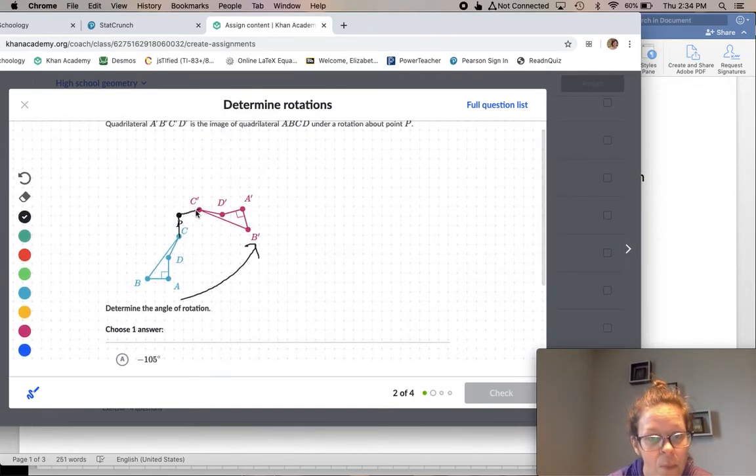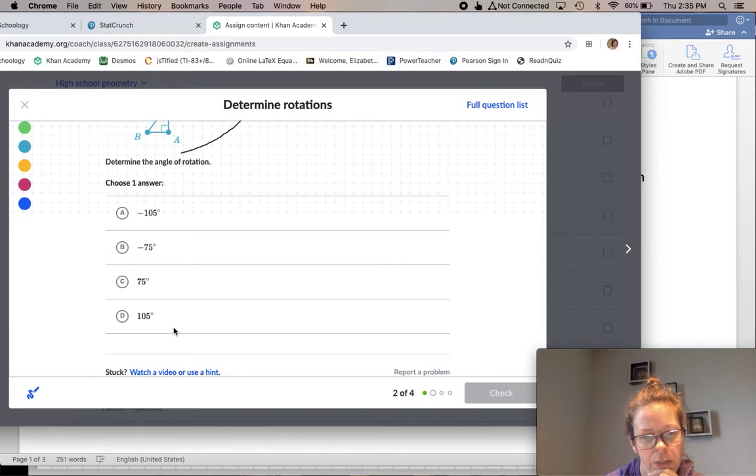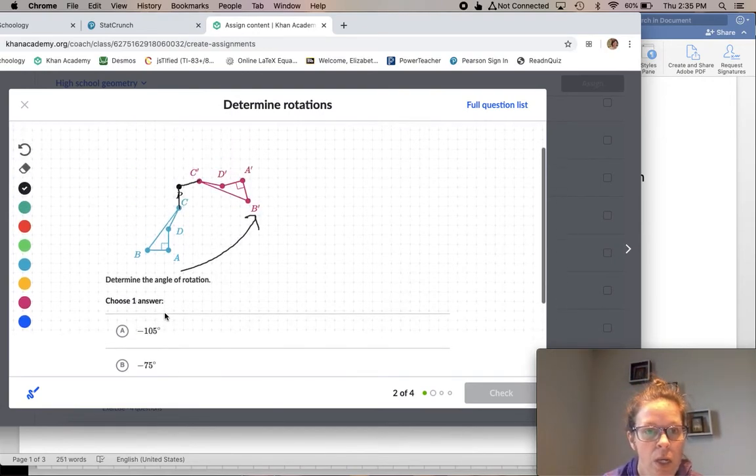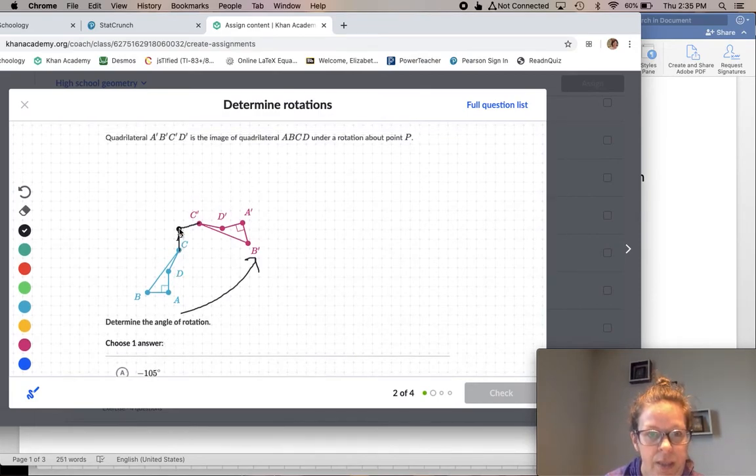So we want to say, how big is this angle? Is it 75 or is it 105? Well, what's different about 75 and 105? 75 is an acute angle, smaller than 90. 105 is an obtuse angle, bigger than 90. So, does it appear that this angle is acute or obtuse? It looks pretty close to right, but a little bit bigger than right.